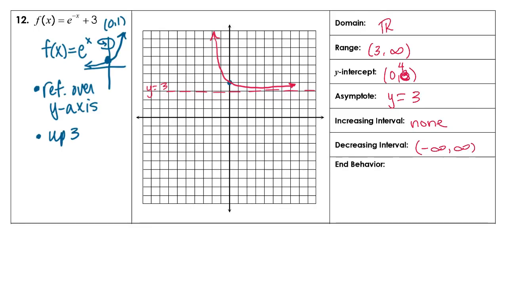And now we also have our end behavior. X is approaching negative infinity. X approaches positive infinity. As x approaches negative infinity, f of x is approaching positive infinity. And on the bottom, as x is approaching positive infinity, f of x is approaching 3.